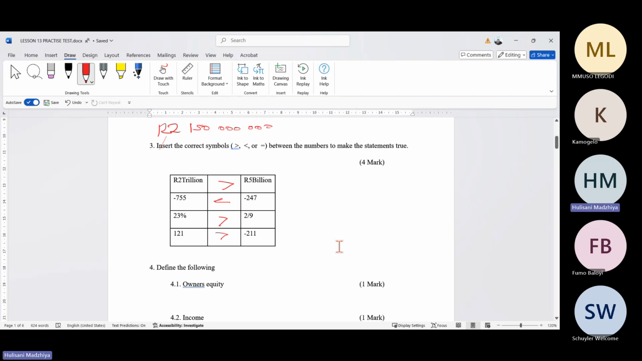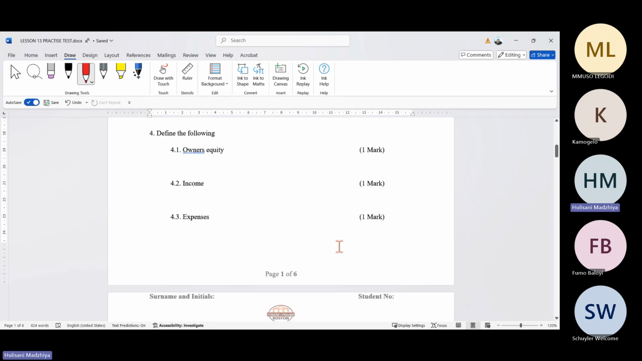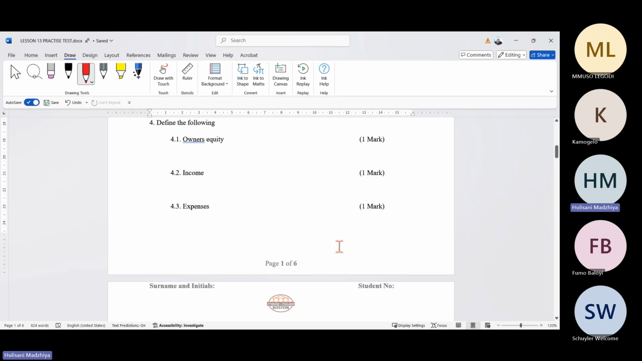This brings us now to question number 4. Define the following. In your assessment, you are going to see something similar to this a lot, where you'll be required to define a specific account. You'll also be required either to fill in the missing information, where you fill in the word that the statement actually describes, or you will be matching the definition to the word that represents that definition.